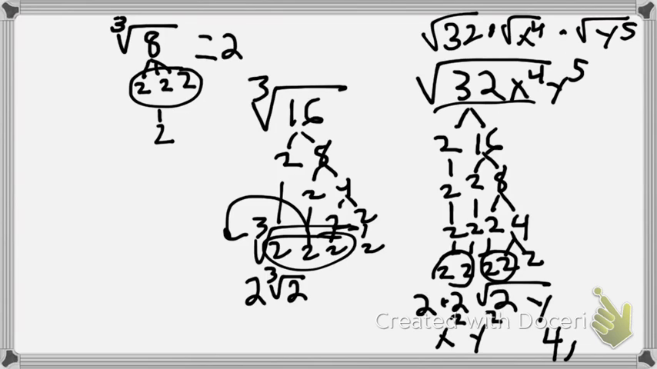So 2 times 2 is 4. On the outside, we have an x squared, a y squared. On the inside, we still have a 2 and a y, because they didn't have any friends. They couldn't go outside. So that would be our answer. 4x squared, y squared, times the square root of 2y.